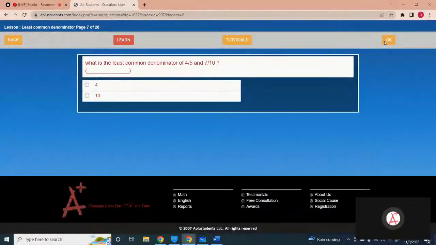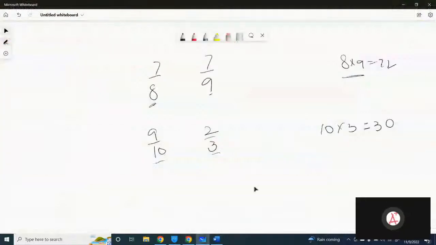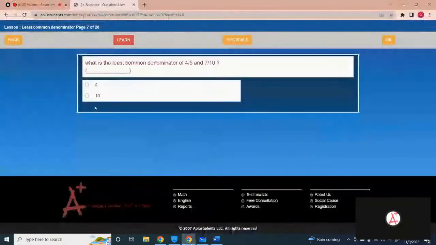Okay, what is the least common denominator of 4 by 5 and 7 by 10? Okay, now in this case, you have a common number that can divide both denominators. Got it? 5 and 10 are multiples of each other. So we know that 10 is the multiple of 5. So that means the least one is 10. That's the easiest if you know both the numbers are multiples of each other. So it would be 10. Got it?